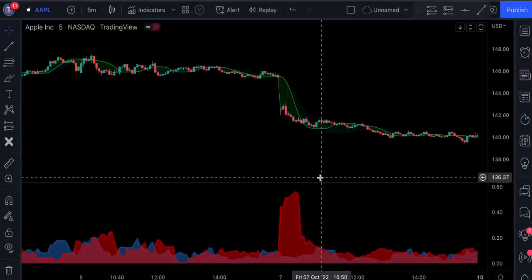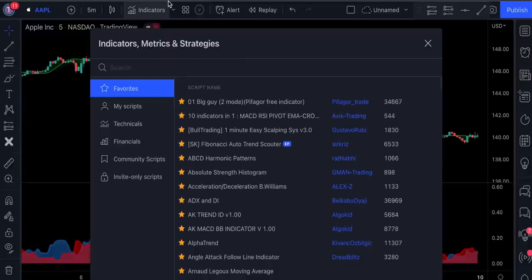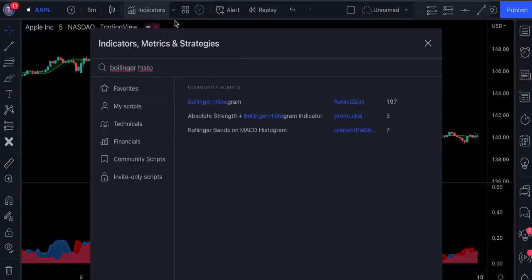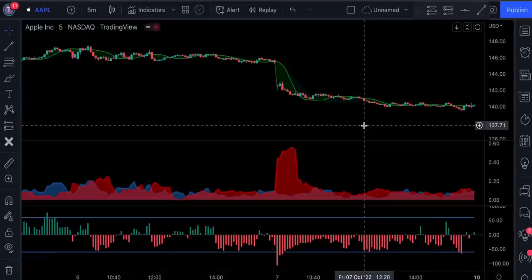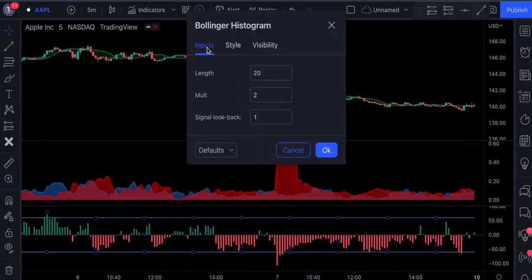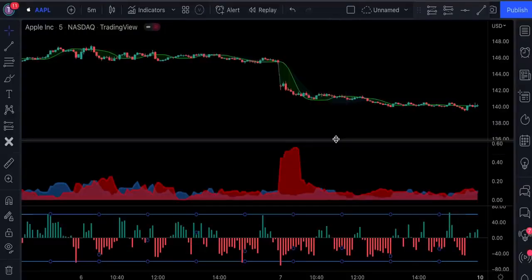And finally, let's add the third indicator. This indicator is called the Bollinger Histogram. Let's also access its settings. And in the input section, let's change the length to 9. Alright, the setup is ready, now let's understand the trading rules.